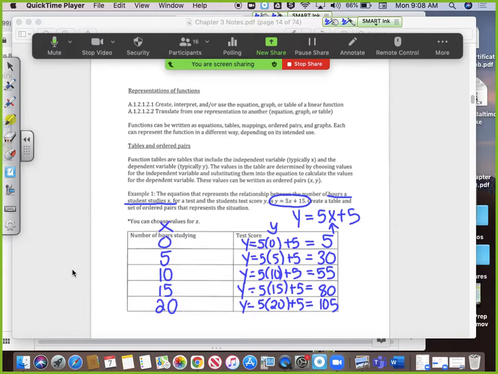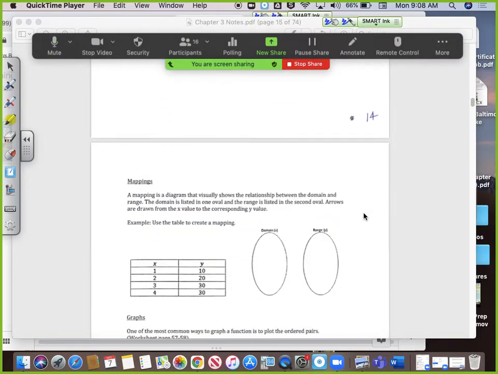So when you have a function and you have an equation, your dependent variable, which is always y, depends on what x is. The test score that you get on this particular test depends on how many hours you study. Look at your score when you study 0 hours. You get a 5. However, if you study for 20 hours, you get 105. And if this is in actual percents, if you study for 0 hours, you're definitely not going to pass. If you study for 20 hours, which is a lot, you will get over 100%. That's 105. So that's the way tables work.